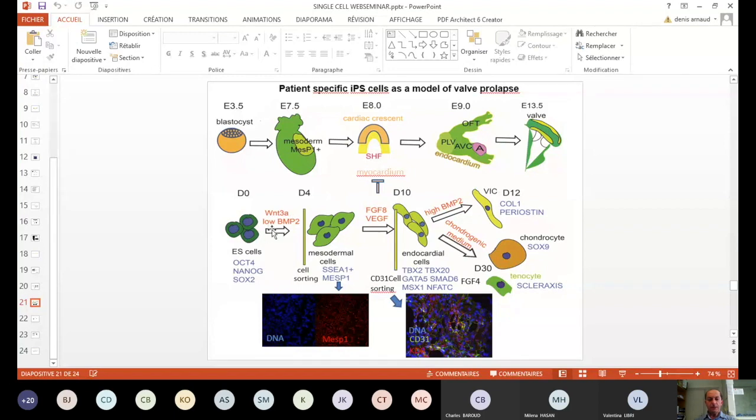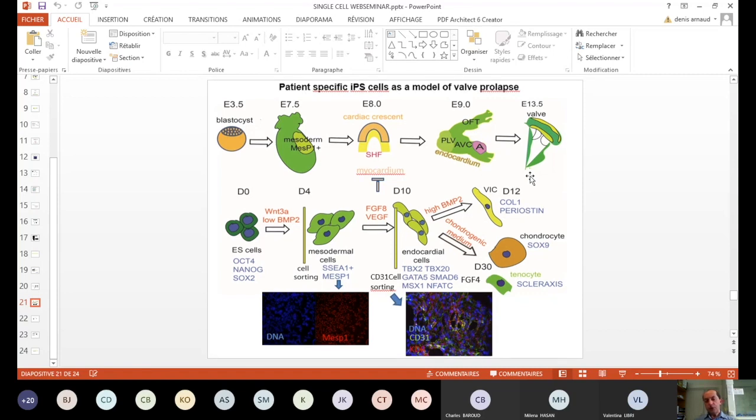And by adding different growth factors like Wnt, BMP, FGF8, VEGF to get more endothelial cells, and then using BMP2 to trigger the EMT process, we were capable to get valvular cells. And these valvular cells are indeed all types of valvular cells. They are fibroblasts, periostin positive, they are chondrocytes, SOX9 positive, or they are even scleraxis positive, which are in fact the valve cells which make what we call chordae, which is the support of the valve, the mitral valve.